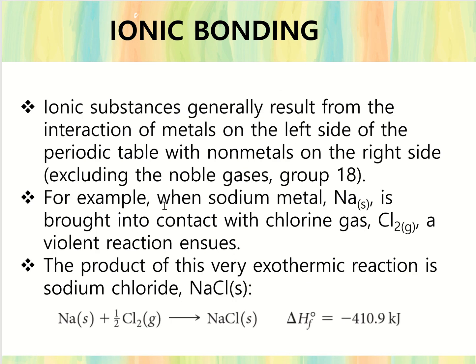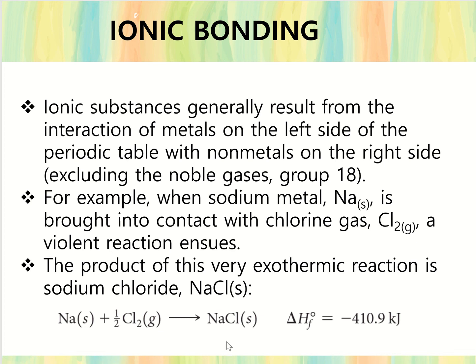So let's look at the ionic bonding that we mentioned earlier. These substances generally result from the interaction of metals on the left, as we saw with sodium, and non-metals on the right side of the periodic table. Of course, we're excluding the noble gases because they have low reactivity, since they are very stable. For example, when sodium metal is brought into contact with chlorine gas, a violent reaction ensues. The product of this very exothermic reaction is sodium chloride.